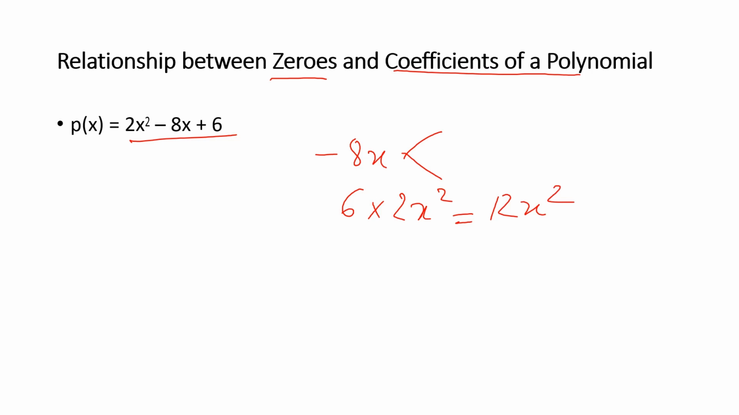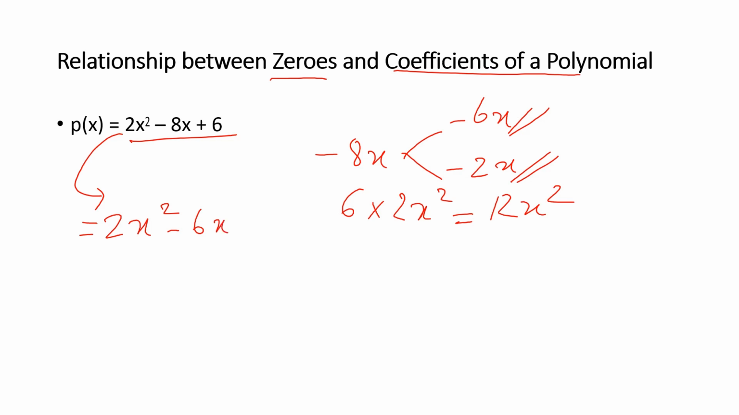So on observation we can say minus 8x can be split into minus 6x and minus 2x. So now we will write this as 2x square minus 6x minus 2x plus 6.